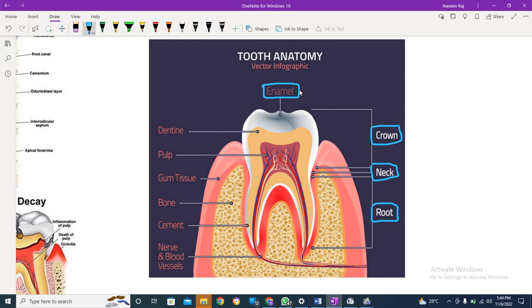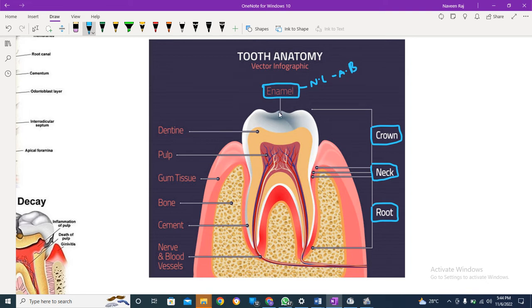I'm just repeating again and again, so do listen to my words. I'm telling you a lot. I'm not writing a theory. I'm telling you some new points. Enamel is non-living, and the enamel is made up of cells known as ameloblasts. So this is a very important MCQ.